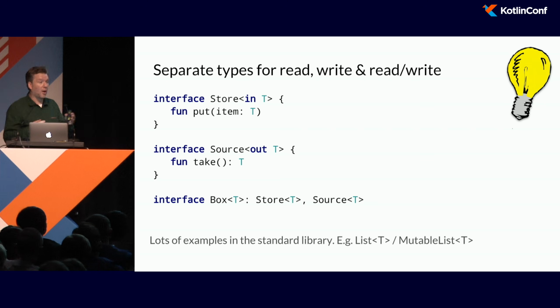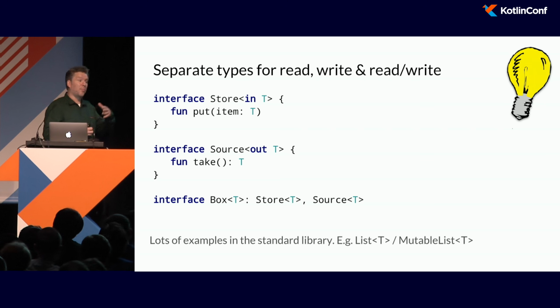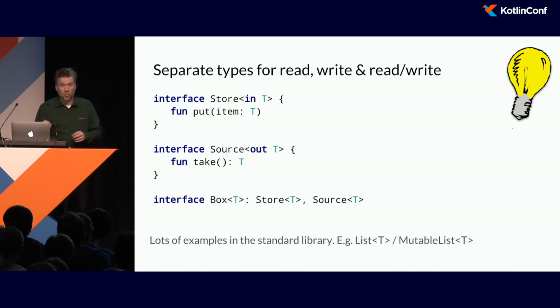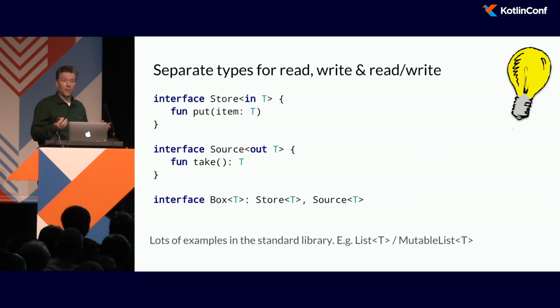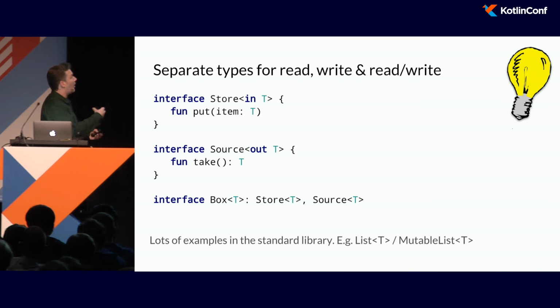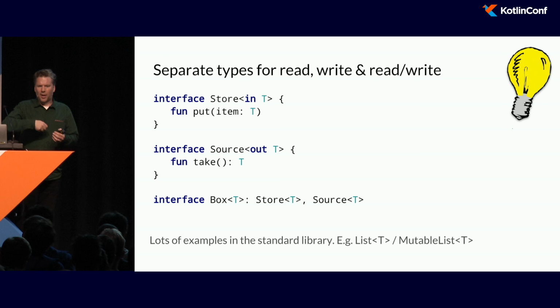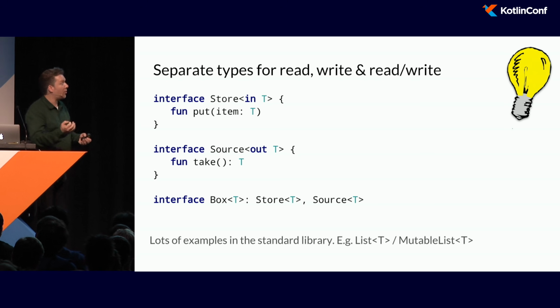We see this in the standard library, where it makes a distinction between list and mutable list, or set and mutable set, for this very reason. So you can pass around lists of T, which have output variance, and the subtyping relationship just works as you would expect.